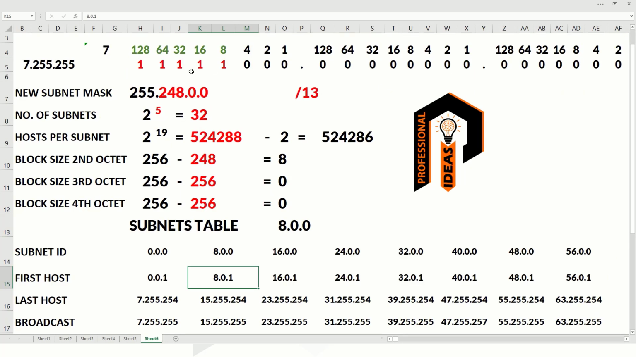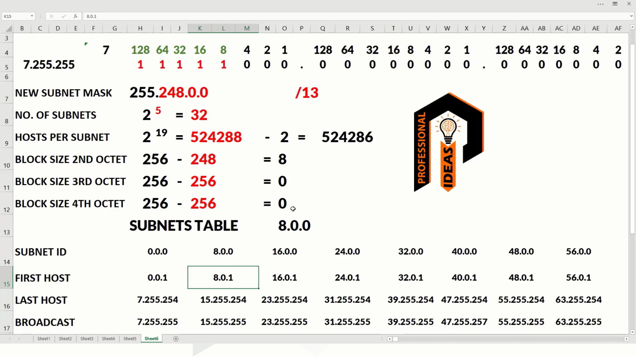Now let's borrow 5 bits from second octet and let's see what we get. New subnet mask will be 255.248.0.0. Note that 248 is the sum of spot values of borrowed bits. Number of subnets will be 2 raised to power 5 because we have borrowed 5 bits, which is equal to 32, and number of hosts per subnet will be 2 raised to power 19 since 19 bits are left for host segment, which is equal to 524,288, and after subtracting 2 we get 524,286.